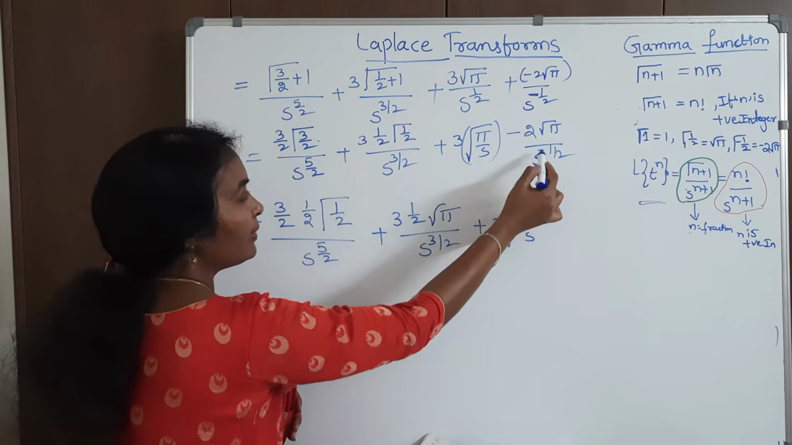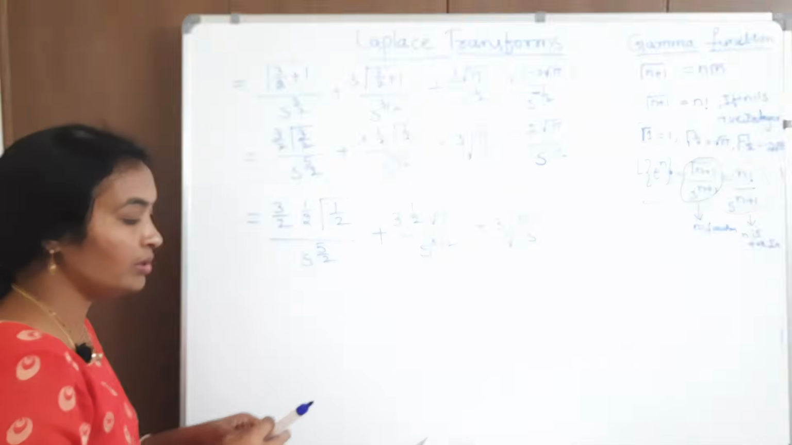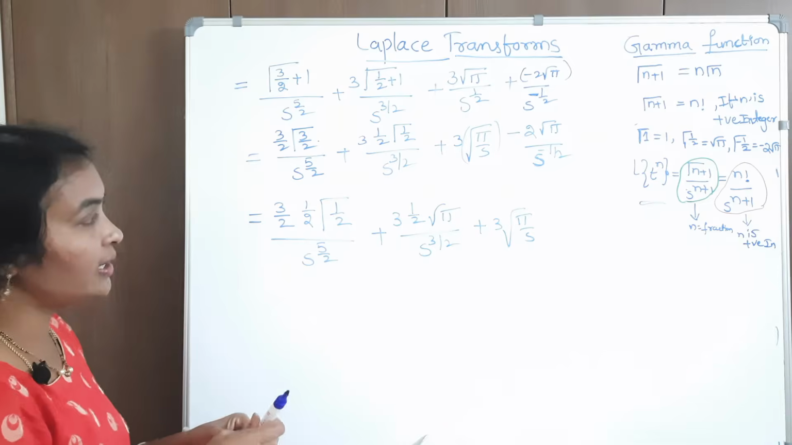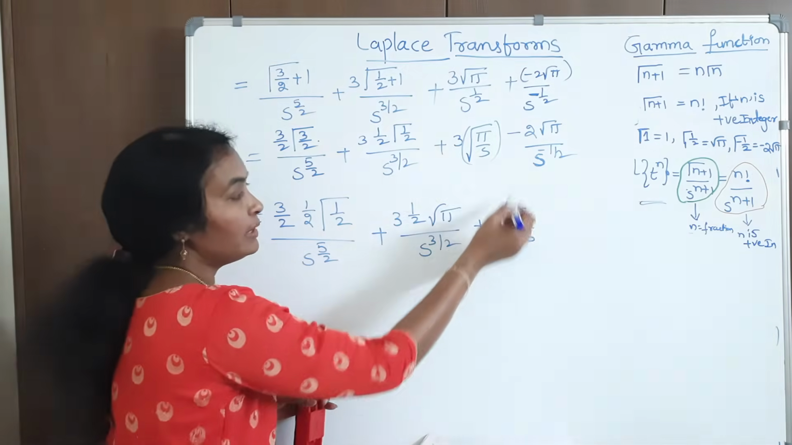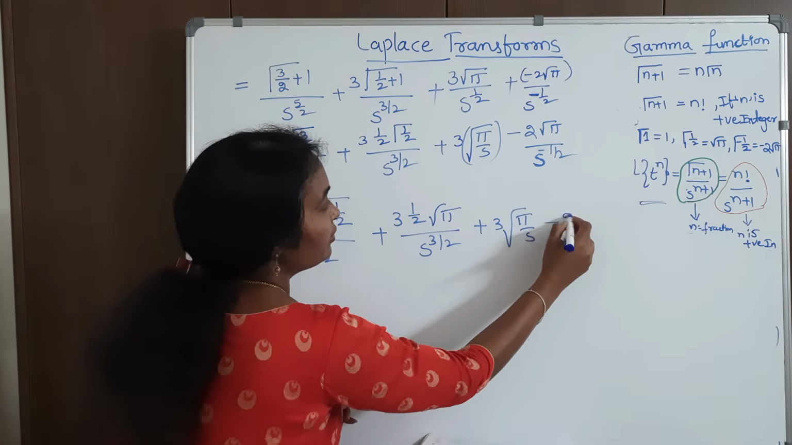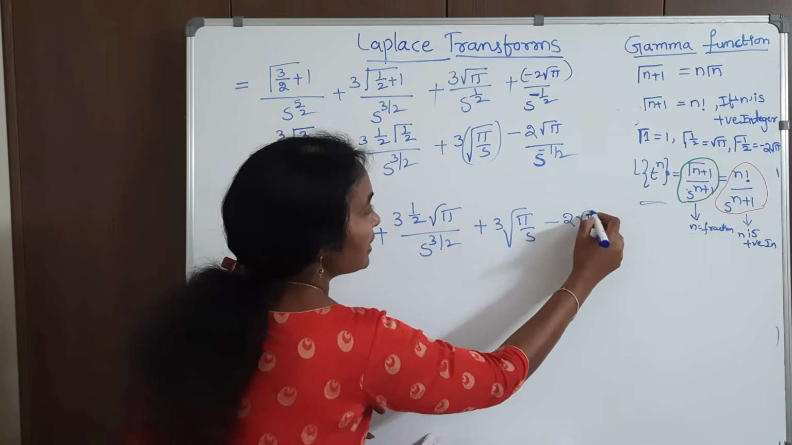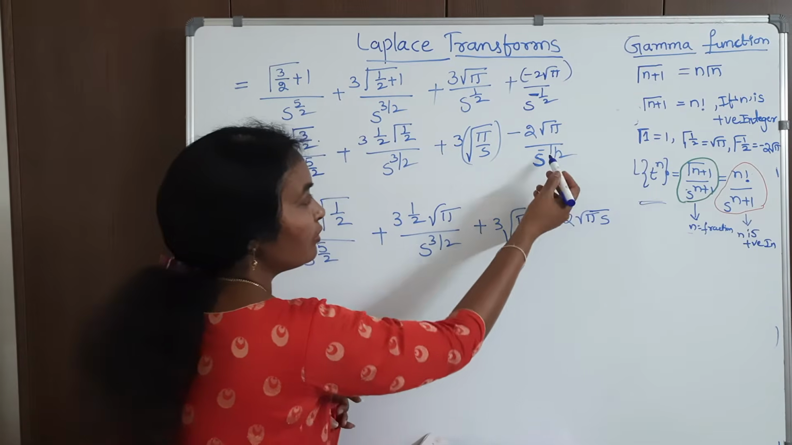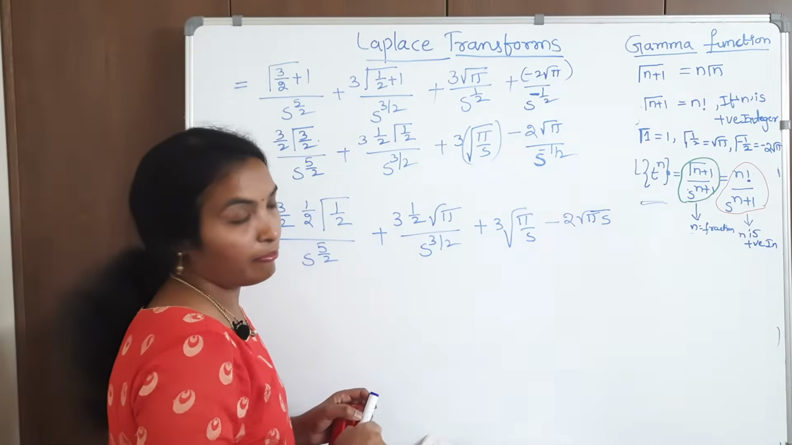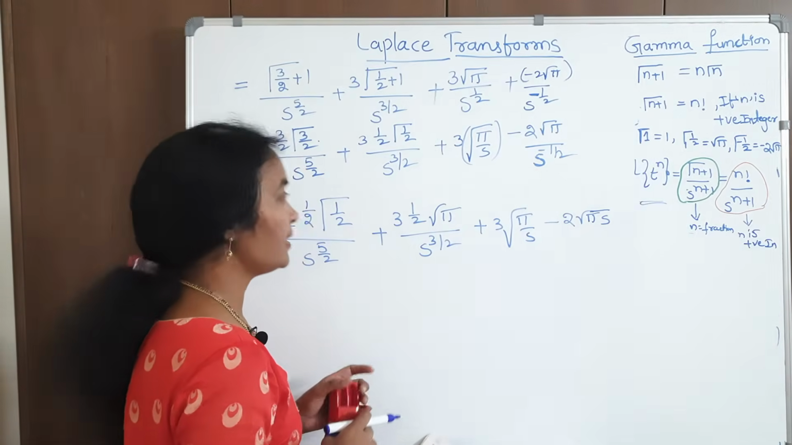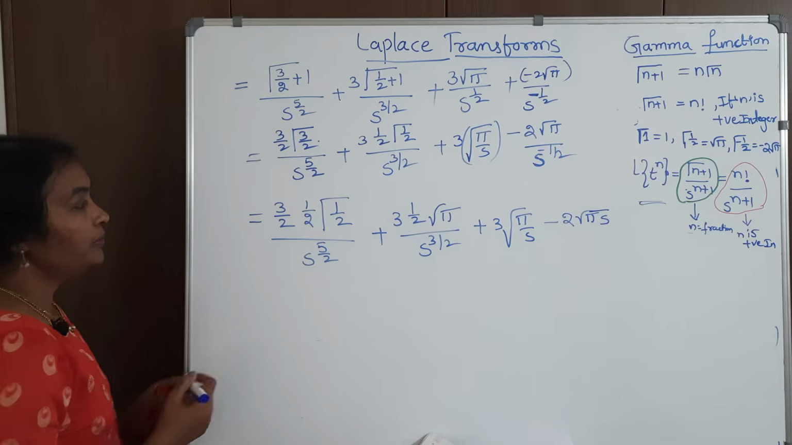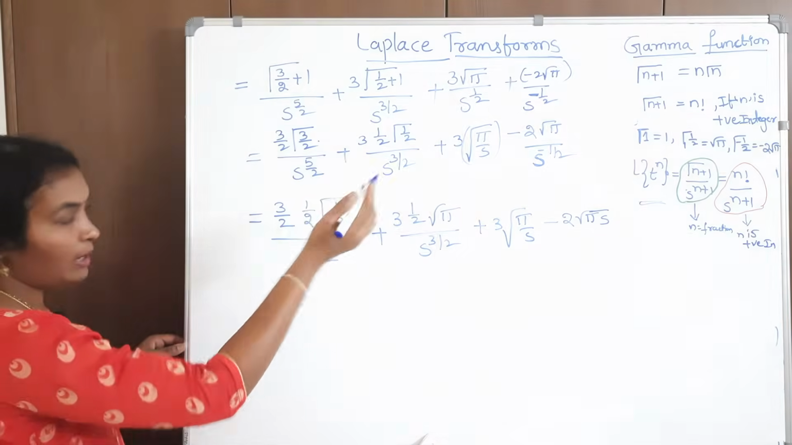న్యూమరేటర్లోకి తీసుకొస్తే this s will become positive. Then 2 root pi, shall I write 2 root pi s to the power of half. Okay, next ఇప్పుడు put all the formulas here.